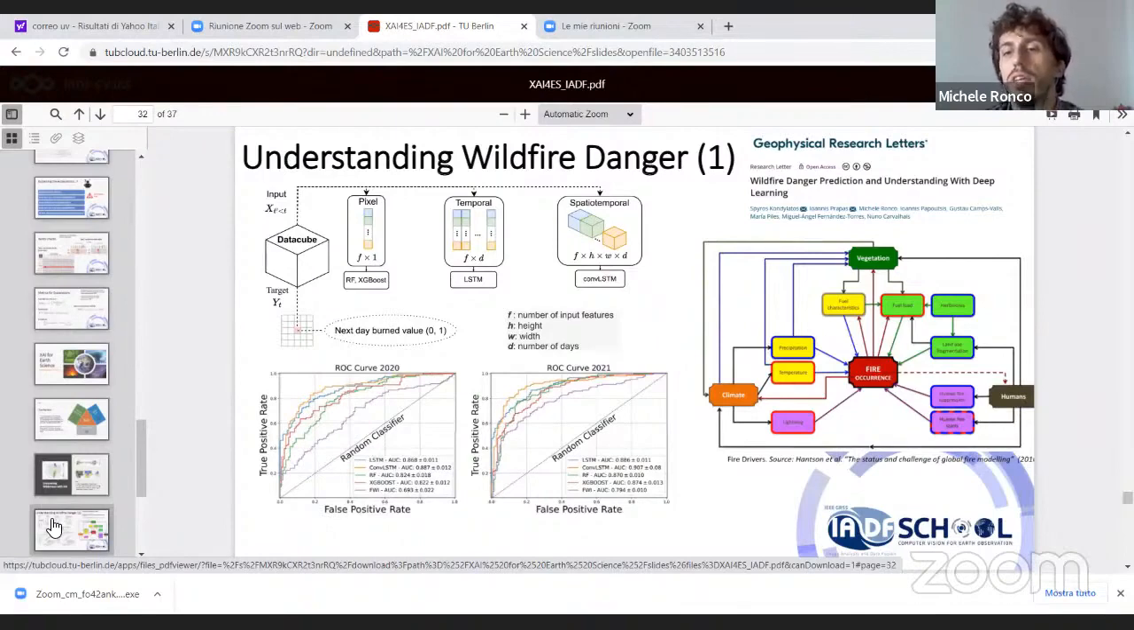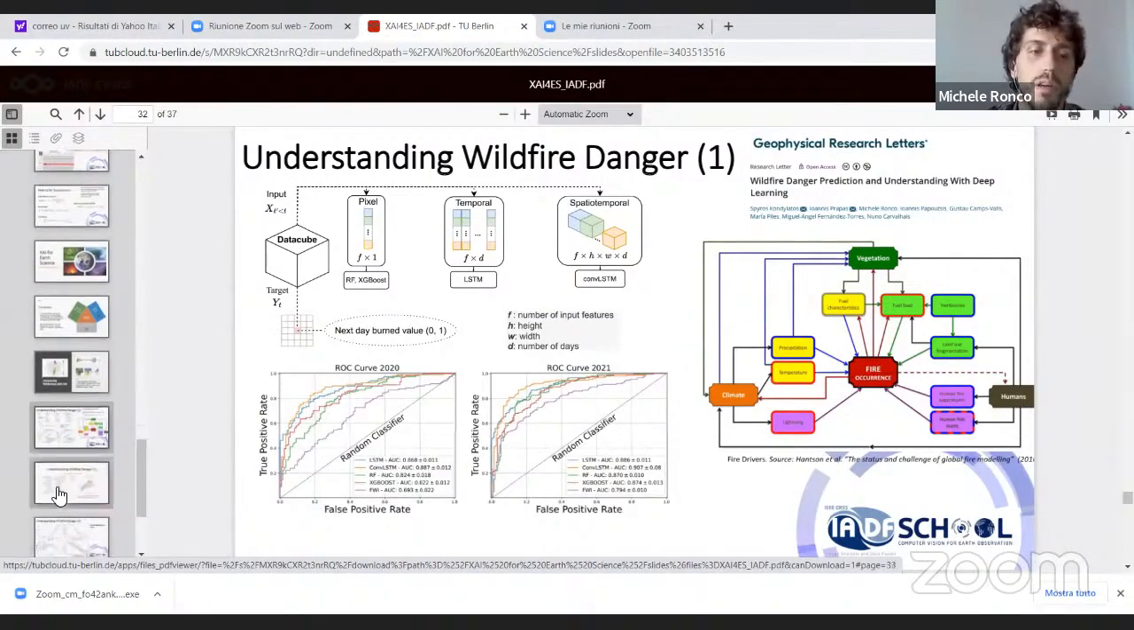And also, as I said throughout the presentation, it's important to obtain trust and transparency. And so we would like to know, for instance, if the model is using information about temperature, about wind, about the moisture of the soil, and so forth, in the correct way.